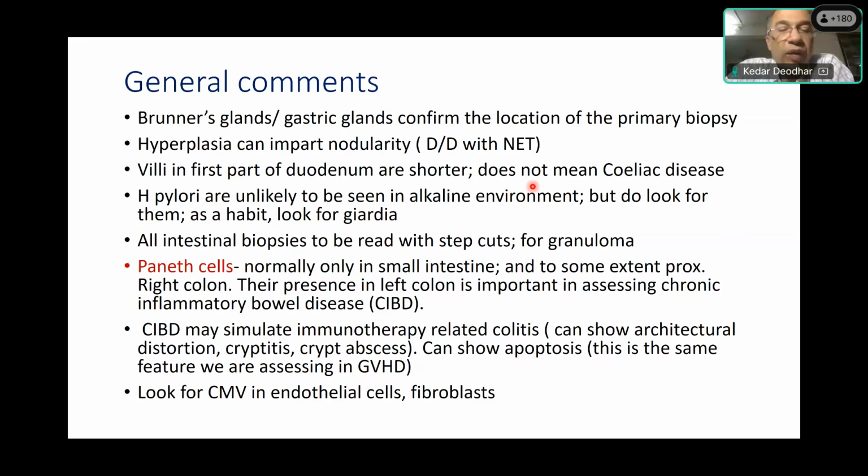And as a matter of habit, if you are reading any colonic biopsy, I think it's good practice to look at the architecture and any other inflammatory component in the lamina propria. Look for CMV also, in endothelial cells and fibroblasts. That will be a good practice.